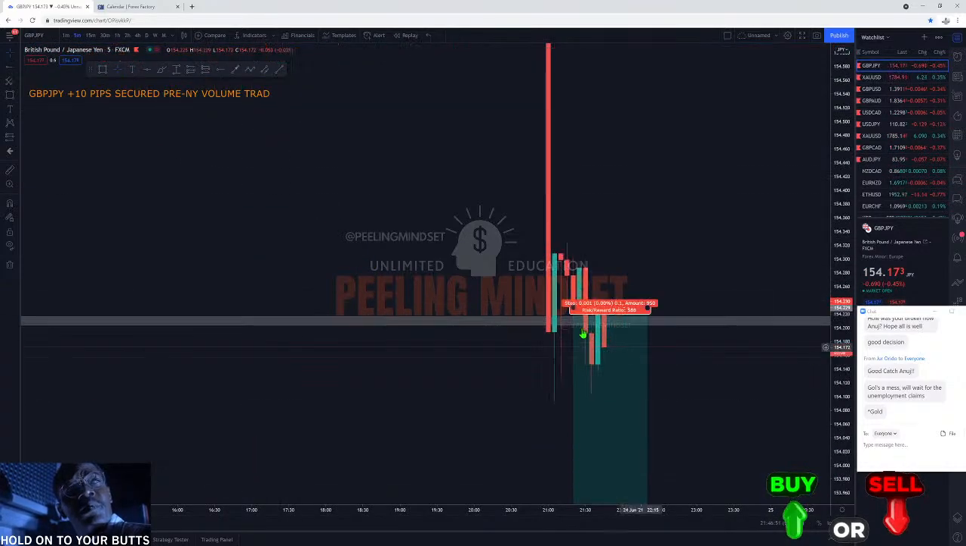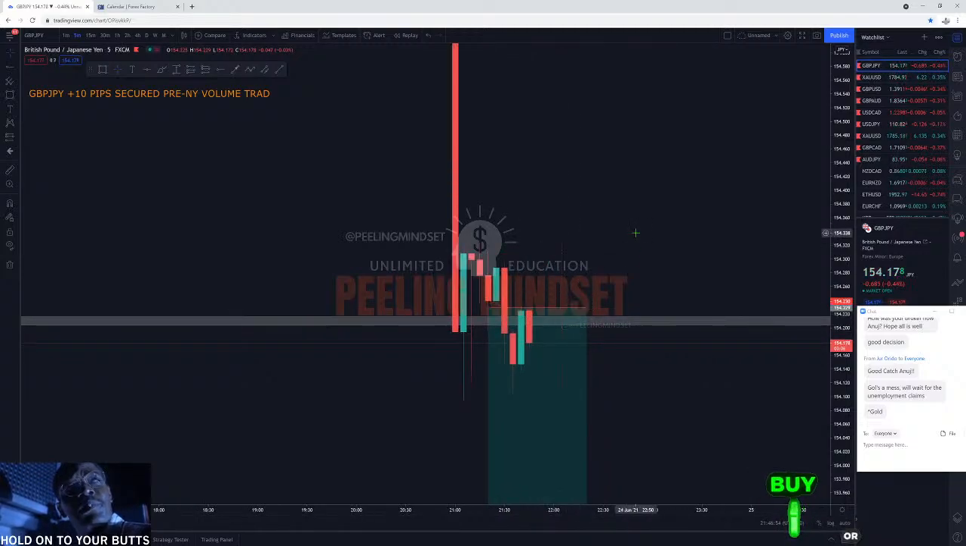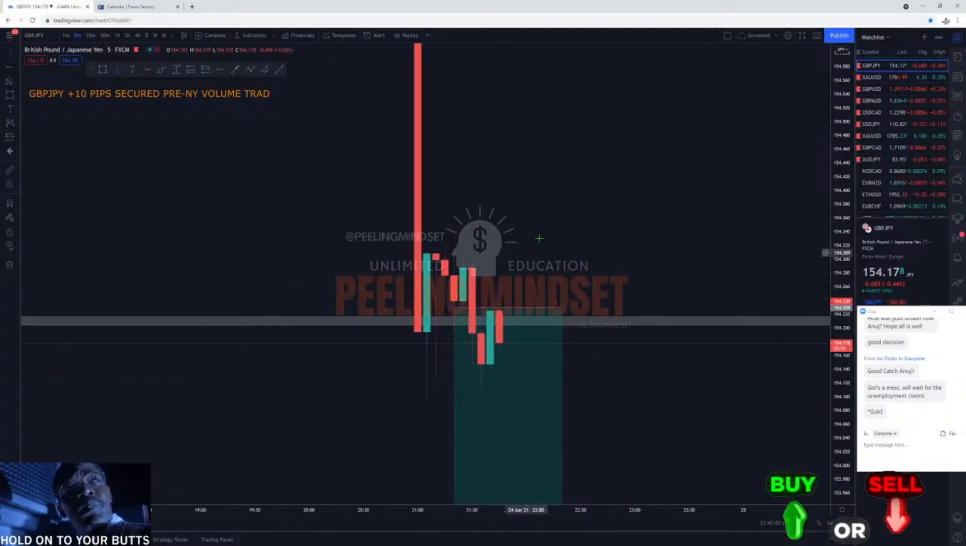My rest of the position got stopped at a break even. I managed to secure 10 pips. So beautiful day today. I mean, this is beautiful. See, I took a risky trade with experience. So this trade was definitely with a lot of experience.